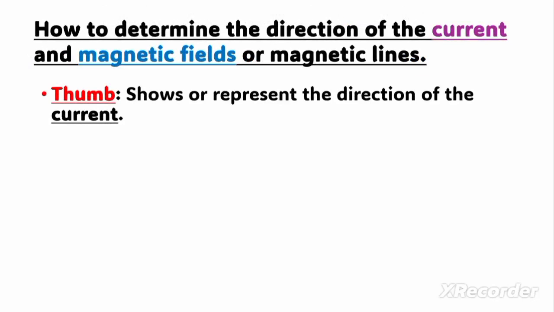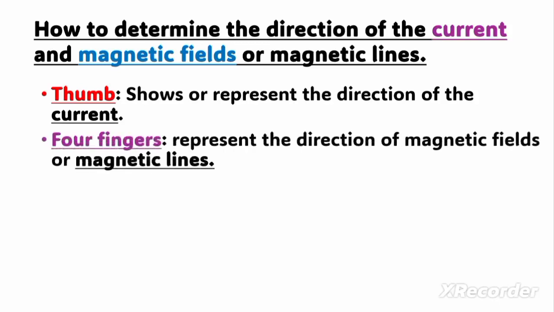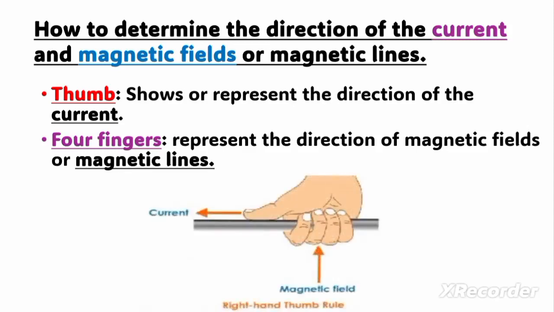If you grip or hold a current conductor, where the thumb is pointing represents the direction of the current. Then where the remaining four fingers are pointing represents the direction of the magnetic field or magnetic lines. Let us consider the diagram showing what we are talking about.